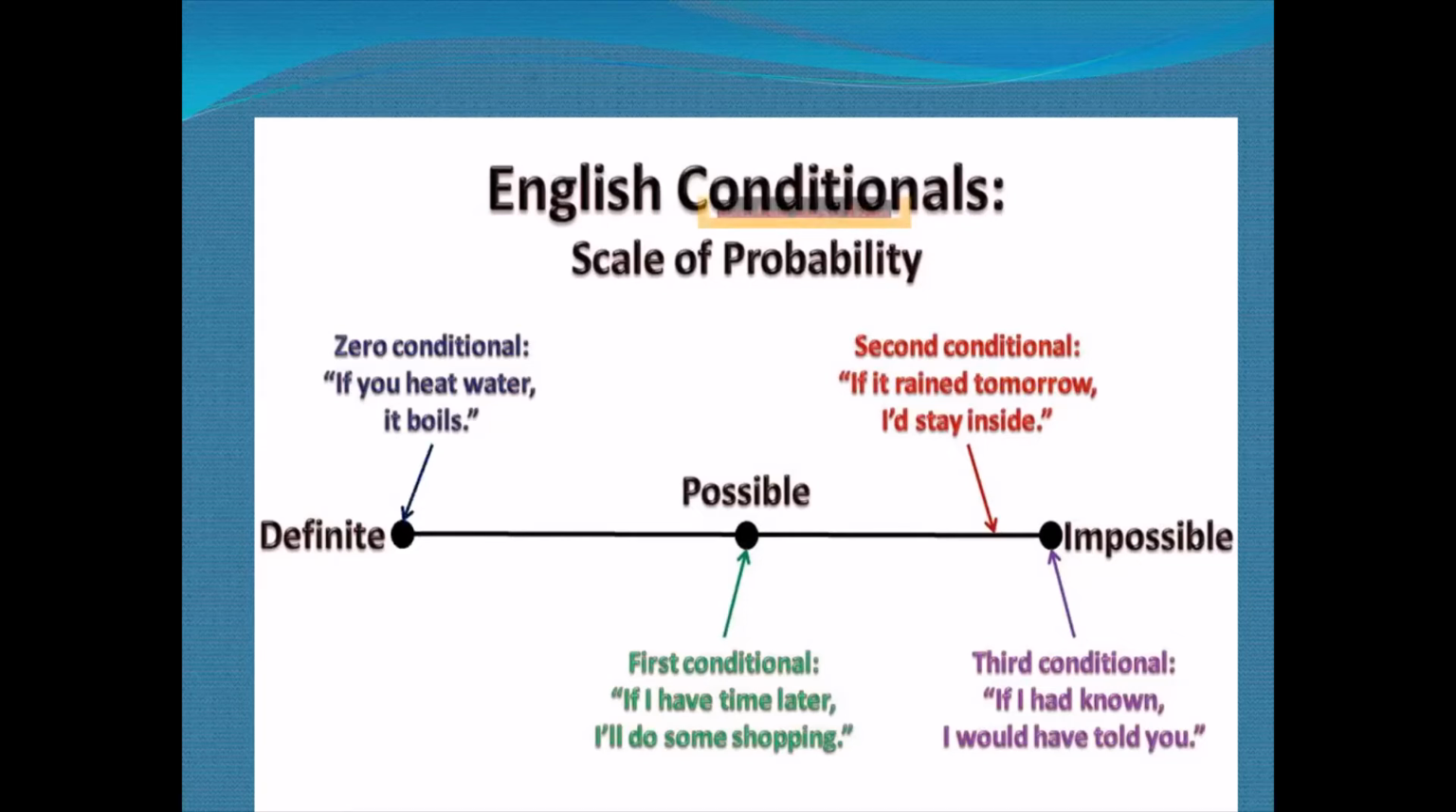So we express natural facts in the zero conditional and we use present tense for both types of clauses. The clauses we are going to discuss in the coming slides. For now, what we have to take here is that this condition is definite because it is a natural fact that is going to happen anyhow. Then we have a possible condition about which we are 90% sure that this is going to happen in the future. Then we have second conditional, that is improbable. It is, if it rained tomorrow, I will stay inside. Similarly, you have impossible: if I had known, I would have told you.